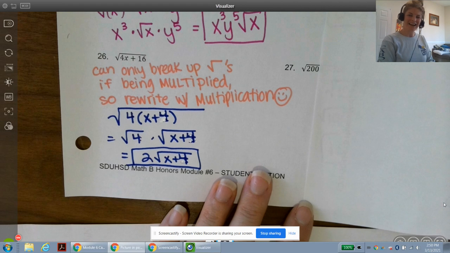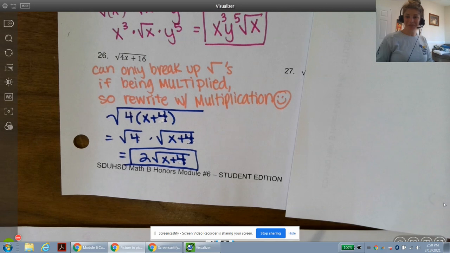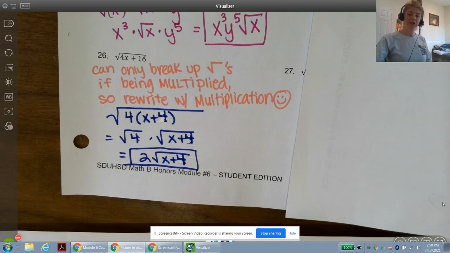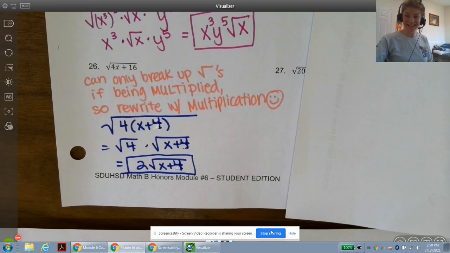Awesome. Really nice job, mini mathematicians. I hope you enjoyed simplifying radicals. And again, getting ready. We need this skill for the rest of this module. Your teacher next year is expecting you to know how to do this. And it's getting ready for one of my most favorite lessons.